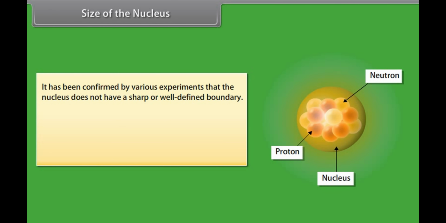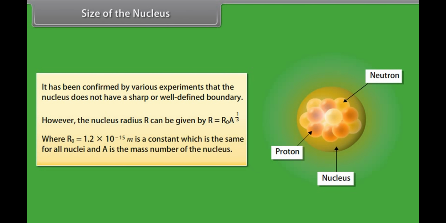Size of the nucleus. It has been confirmed by various experiments that the nucleus does not have a sharp or well-defined boundary. However, the nuclear radius r can be given by r = r0 × A^(1/3), where r0 = 1.2 × 10^-15 m is a constant, which is the same for all nuclei, and A is the mass number of the nucleus.